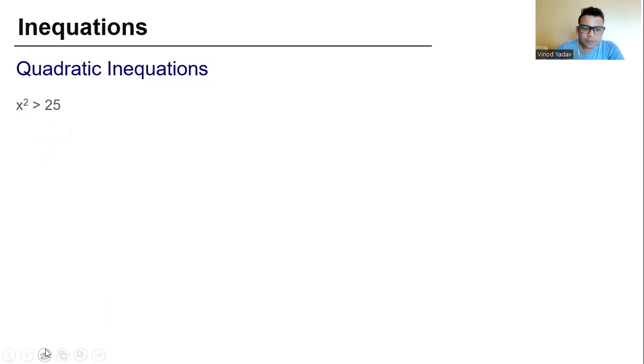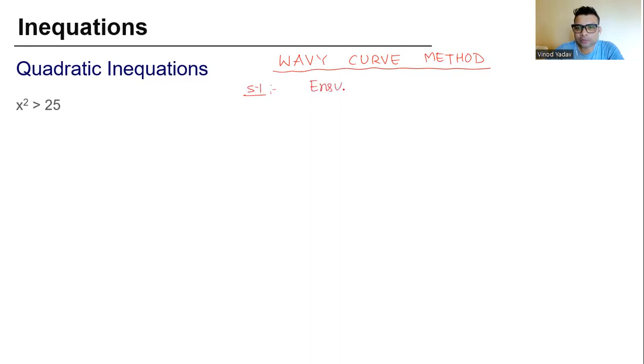To deal with this, we have a nice method which can also take care of higher order, that is cubic and beyond. It is called the wavy curve method. Now, what is this method? There are a few standard steps. Step 1: ensure that RHS is 0.